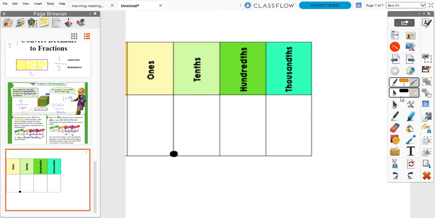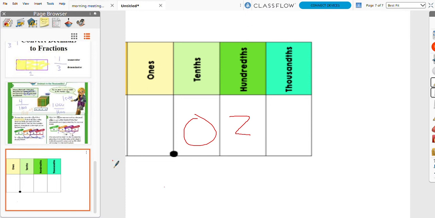Let's practice first with reading some of our decimals. So if I had this decimal right here, you read the number to the right of the decimal place, and then you say the place. This is 2 tenths. What if I tried this one? We would say that's 2 hundredths.